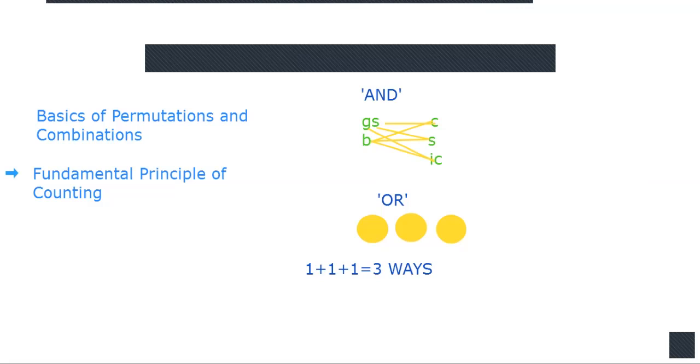If we calculate it, I can either have a grilled sandwich and a cake, or a grilled sandwich and a sweet, or a grilled sandwich and an ice cream. I add this number of ways, so that will be 3 ways. Or I can have a burger and a cake, a burger and a sweet, or a burger and ice cream. So there would be 3 plus 3, 6 ways, as we have seen with or.